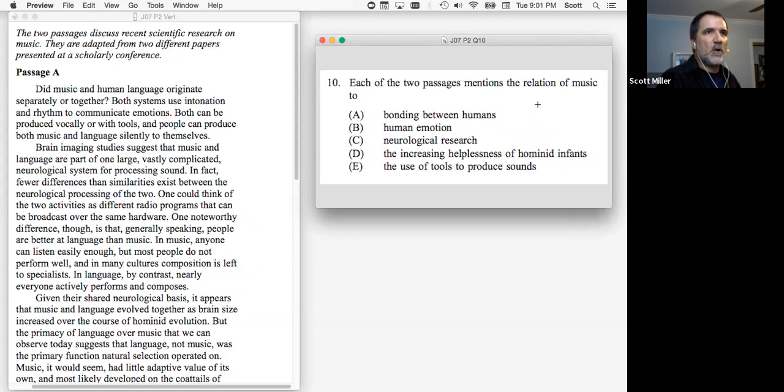Okay, so it's asking specifically about music. So what is music related to? Well, if nothing else, you're keeping in mind that this is asking something about both passages. So the answer has to come from both. The relation of music, well, that seems pretty broad, right? That seems pretty open-ended. They talked about the relation of music to a lot of things. The relation of music to mothers and infants. The relation of music to language. The relation of music to evolution. So maybe one of those phrases pops into your head. Maybe that's what pops into your head.